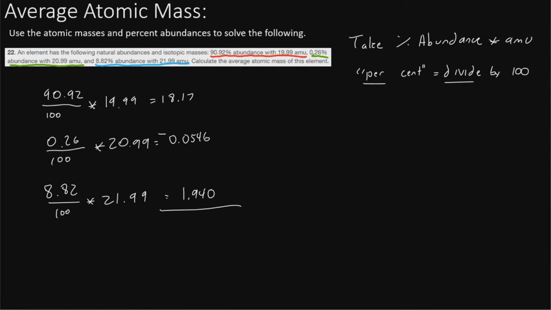Now, add all of your answers together. So we'll begin with 18.17 plus 0.0546 plus 1.940. When we enter these, we'll get 20.16 AMU for our average atomic mass.